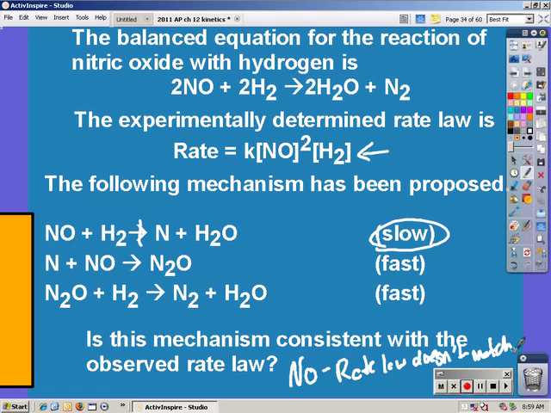And actually, if the second step was slow, then that would have been a correct mechanism, since the N2O would have canceled out and we would have had two NOs and one H2 on the reactant side.